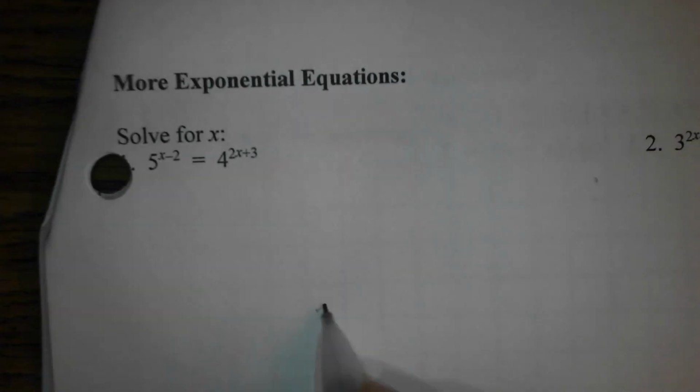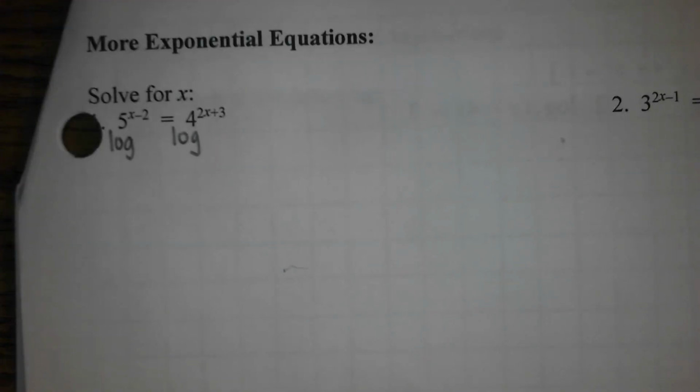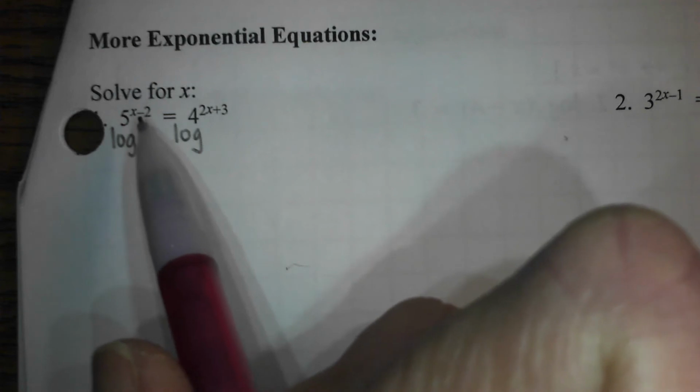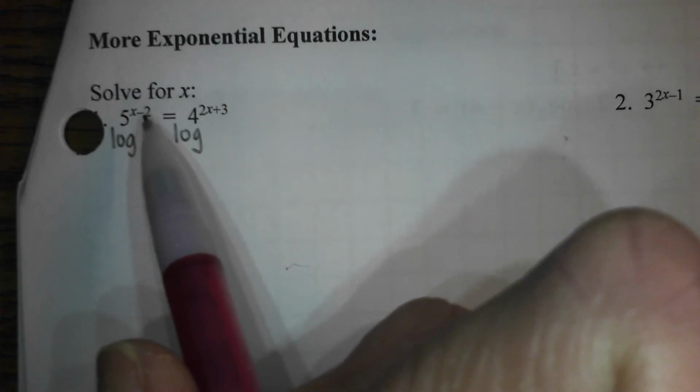So on number 1, one of the bases is 5, one is 4. So we're just going to take the plain log of both sides. And based on your log rules, the exponents will come out in front. You have to be careful, though. This is why these are even uglier. The exponents are not monomials, they're binomials. So when you bring them out in front, you have to keep them in parentheses.